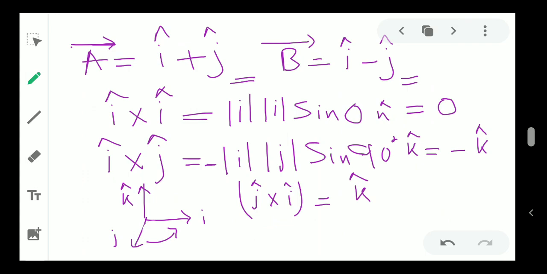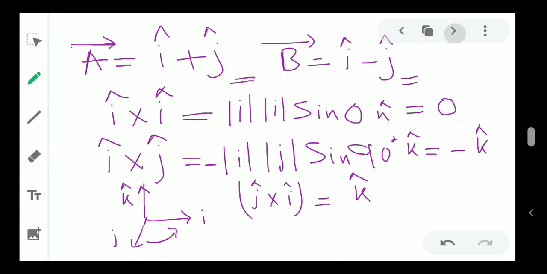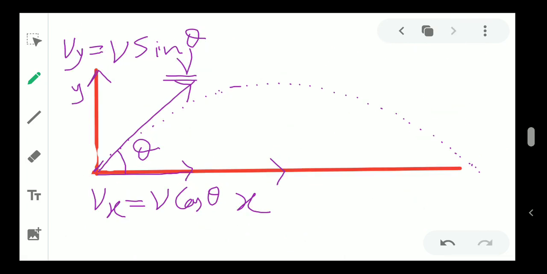If you have two vectors in component form, we have also seen that finding the cross product between them is a little bit tricky, and we have to take help of a determinant, and we will learn this. Fine. So this much is for today.